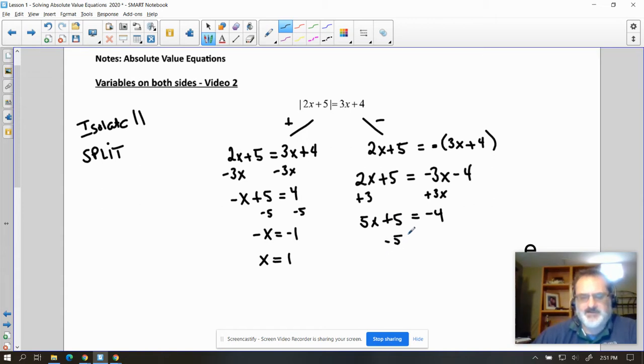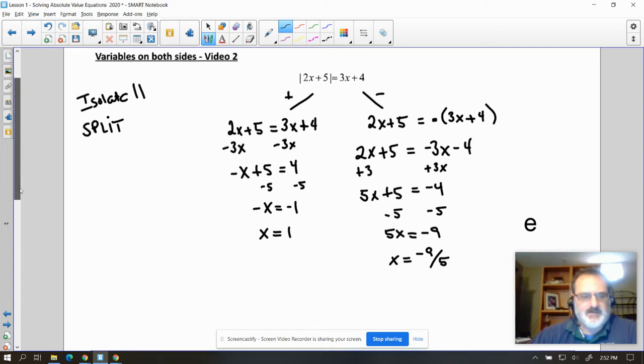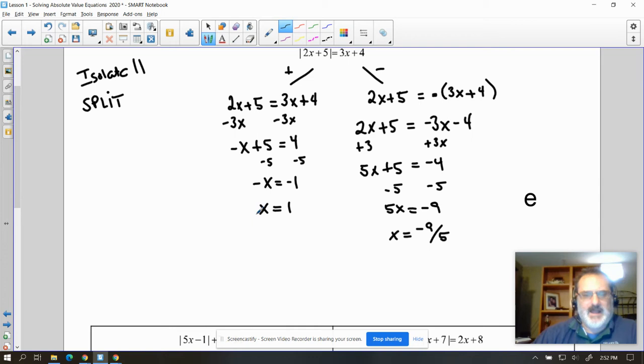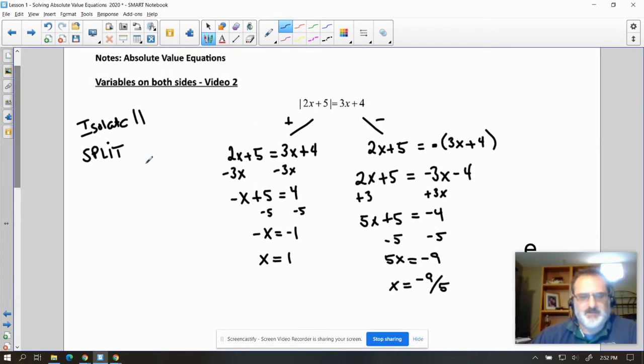Now I subtract 5 from both sides, and 5x comes down equal to negative 9. And x is equal to negative 9 over 5. So these are possible solutions to my set. Why do I say possible? Because I need to check them out. So with these on both sides, you're going to have to check out 1 and negative 9/5.